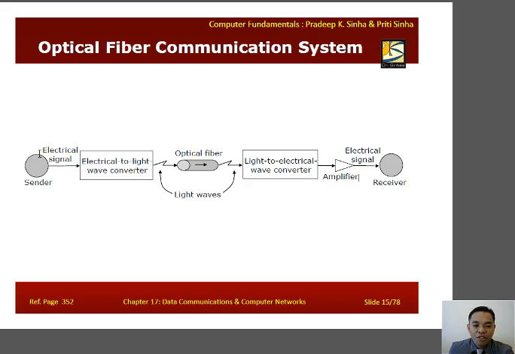The next diagram will show you how an optical fiber communication system works. You have the term electrical signal here, which will be converted from electrical to light wave. Then it will pass through the optical fiber and the data will be transmitted with the power of light, at the speed of light. Then there will be a light-to-electrical converter again, and the data will be amplified going to the receiver.